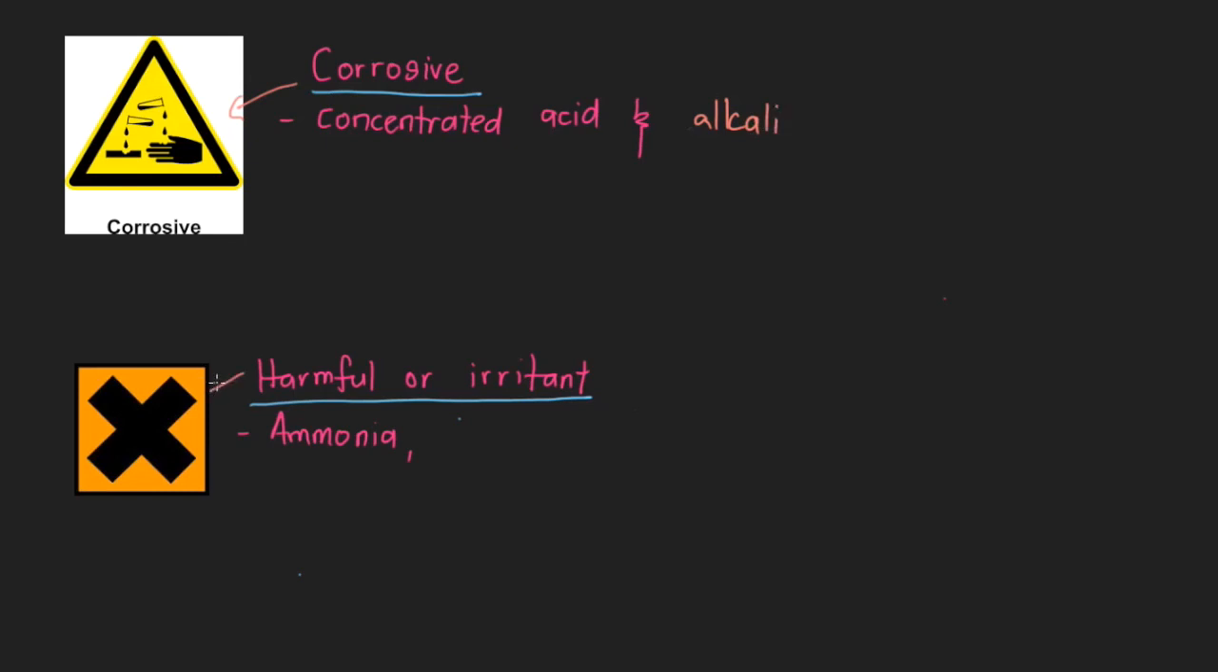And finally, this symbol means that the chemical is harmful or it is an irritant. Now, these include ammonia, iodine, and chloroform.